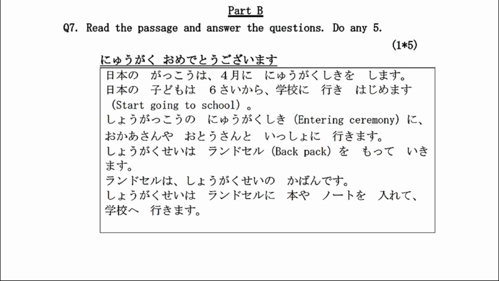The 7th question is read the passage and answer the questions. Let us read the passage once and understand the content.